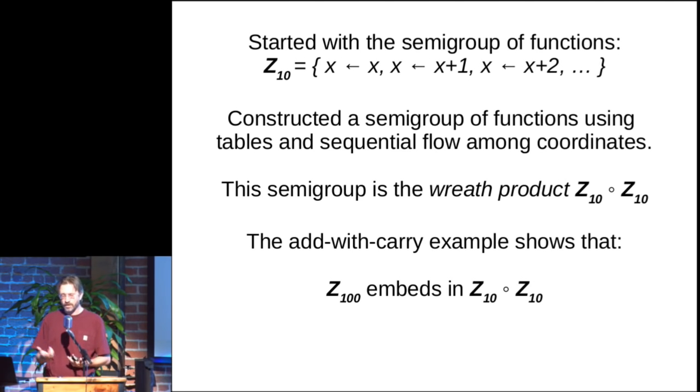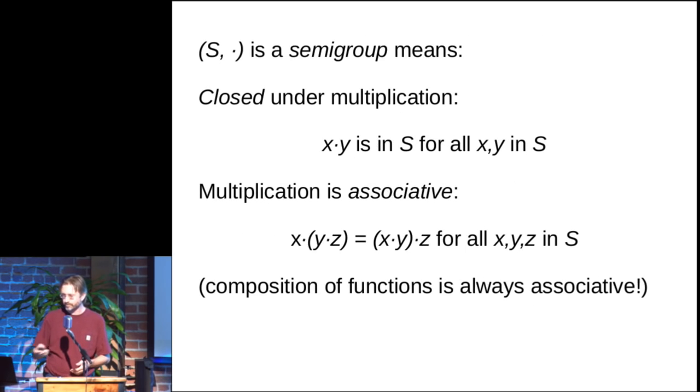But what we've shown by looking at that add with carry example is that among all of those possible operations, you can pick out just what you need to do addition modulo 100. So it's not exactly the right terminology, but I'm going to say for the purpose of this talk that we've embedded Z100, the group of integers modulo 100, in the wreath product of Z10 with itself.